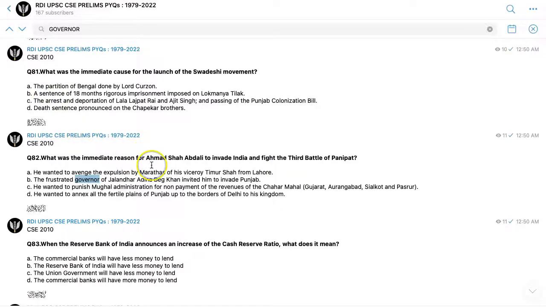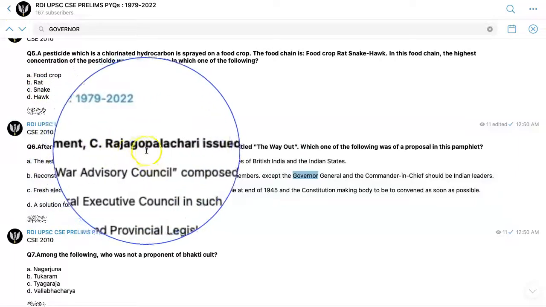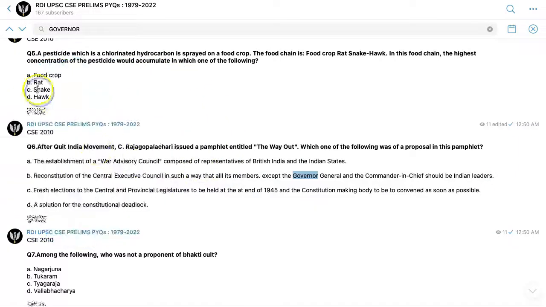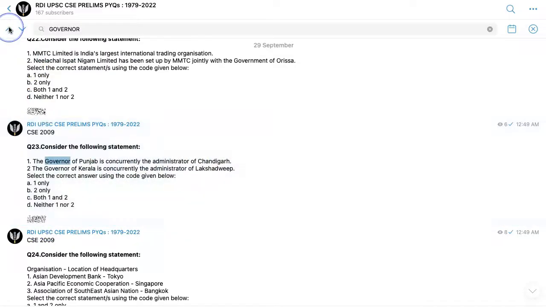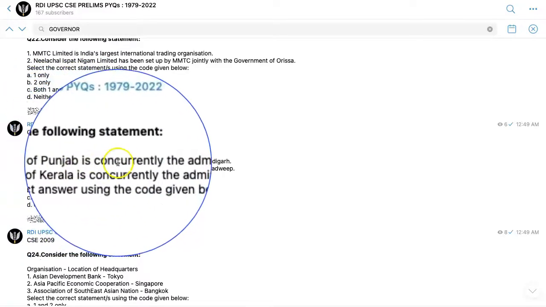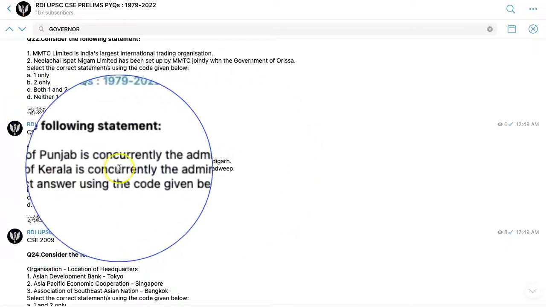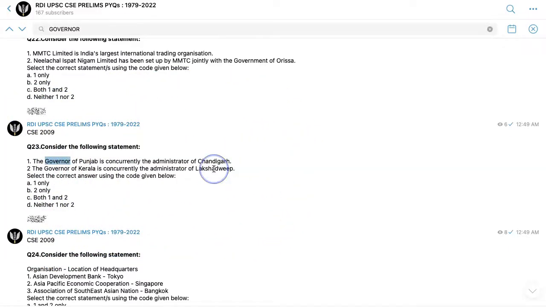The next question is about history, Ahmad Shah Abdali. We don't need to go through it. The next question is again a history question. See Rajgopalachari and Quit India Movement, etc. These things are mentioned. Then you have a 2009 question. This is a polity question. It read, consider the following statements. The first one was, the governor of Punjab is concurrently the administrator of Chandigarh, and the governor of Kerala is concurrently the administrator of Lakshadweep. So this is about the position of the governor, what all territories this institution is responsible for.